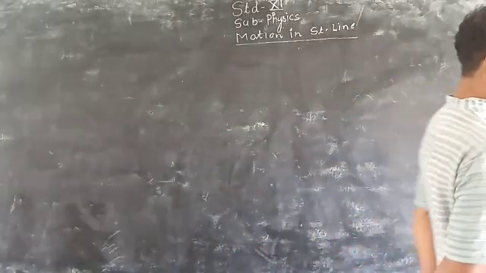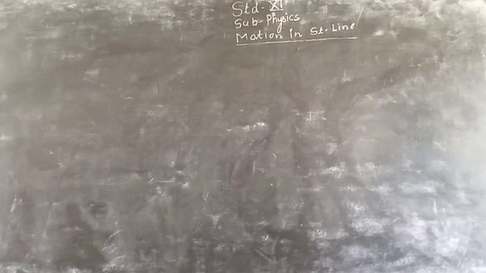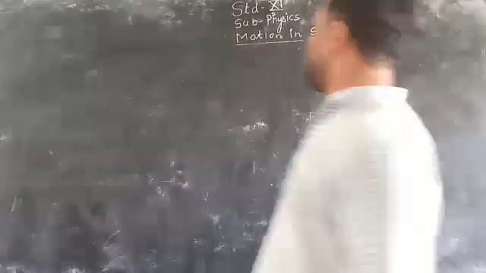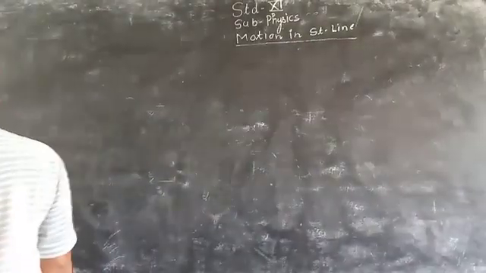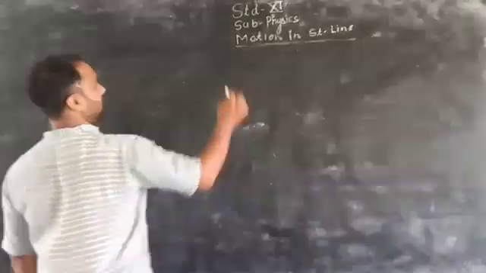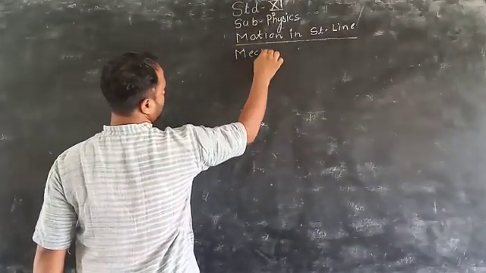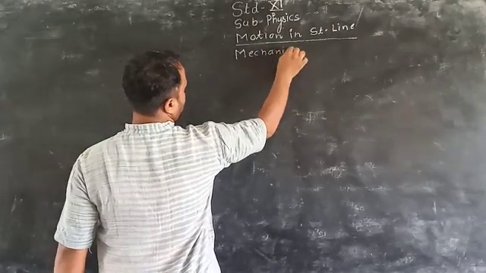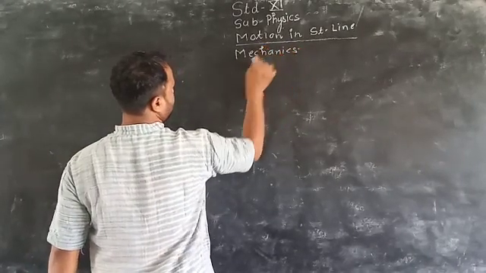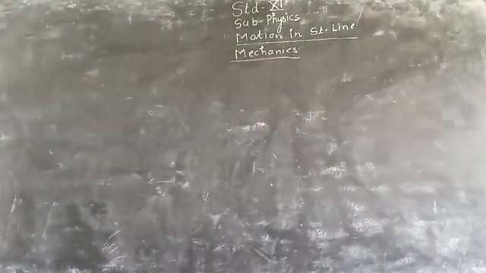Because if we do not interact with this chapter, first we have to describe the basic studies here. Motion in straight line. How can we define motion in straight line? Simply, we have to see mechanics. So first we have to describe mechanics.